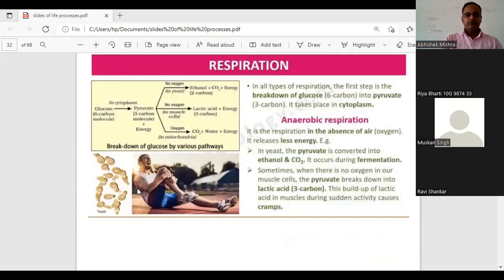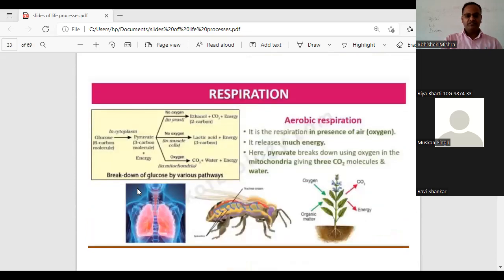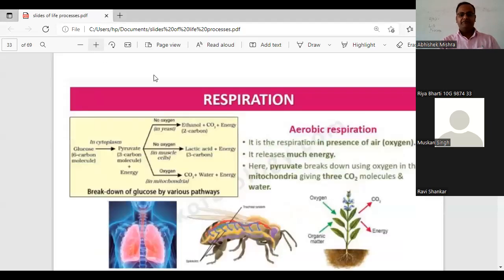So first, students, we will be discussing the types of respiration. First, what is aerobic respiration? It is respiration in the presence of air, oxygen. It releases much energy. Now, why does it release much energy? Because it is a complete oxidation of the food material. On the other hand, anaerobic respiration is the partial oxidation of the food material.